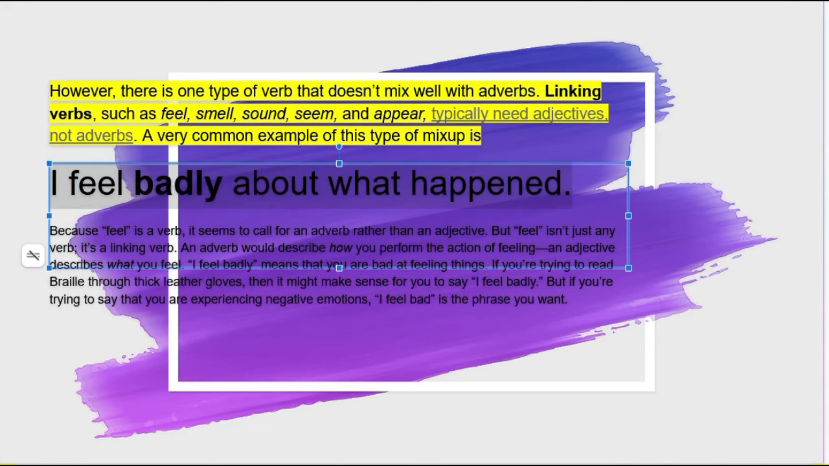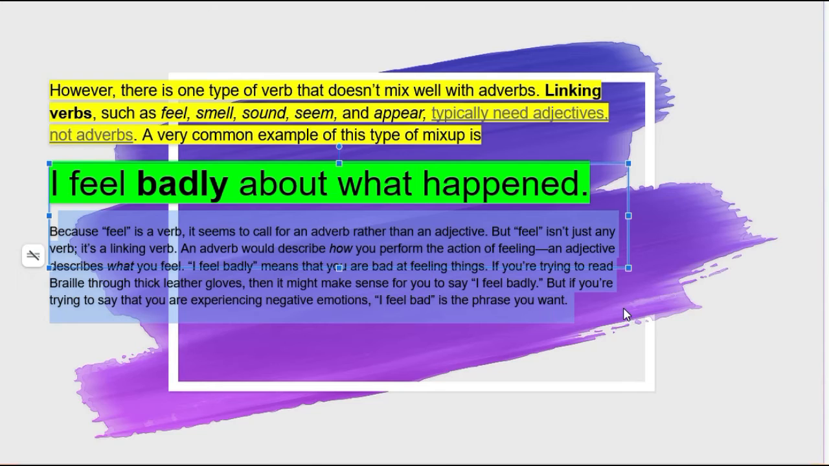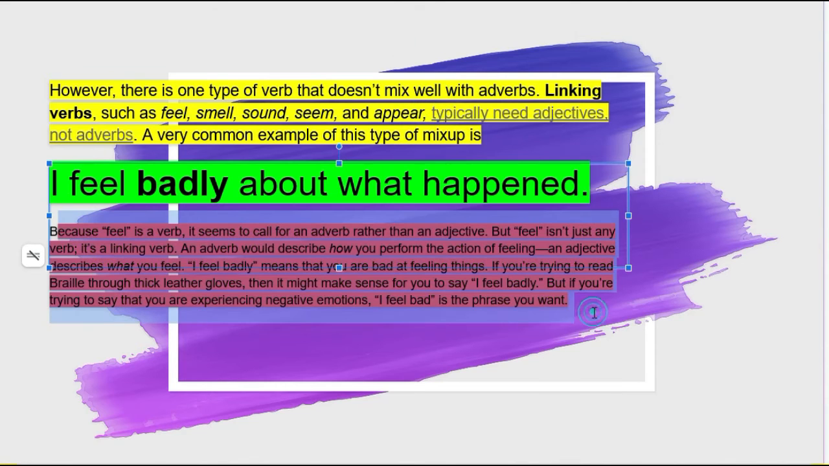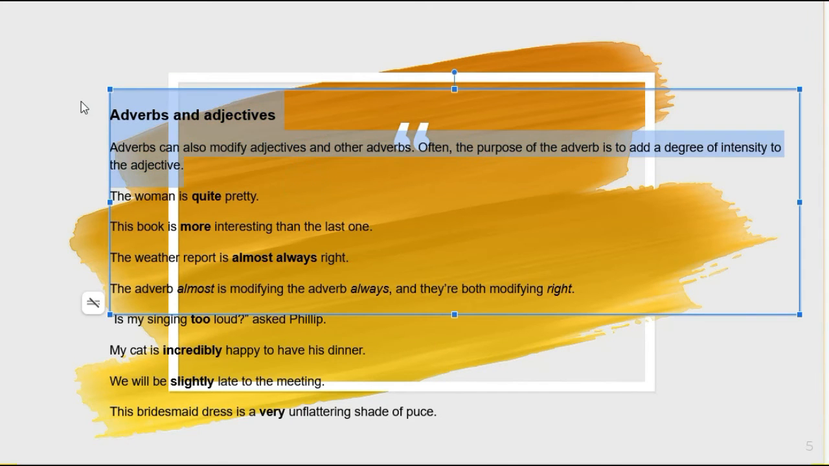Because feel is a verb, it seems to call for an adverb rather than an adjective, but feel is not just any verb, it's a linking verb. An adjective would describe how you perform the action or feeling. So basically an adjective describes the way it happened. Adverbs can also modify adjectives and other adverbs too.